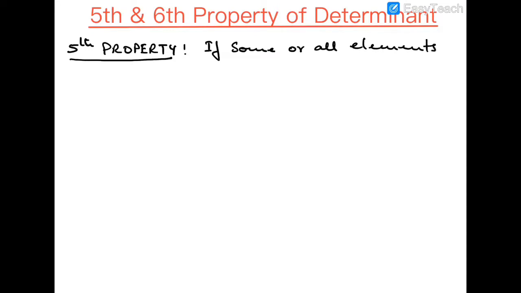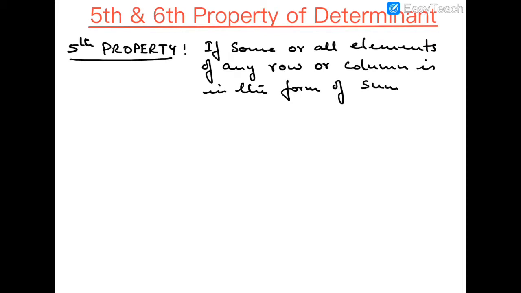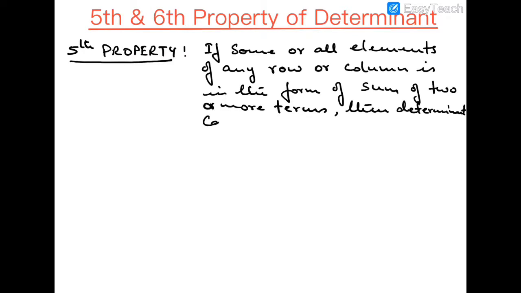Today we will be looking into our fifth and sixth property of determinant. So the fifth property is, if some or all elements of any row or column are in the form of a sum of two or more terms, then the determinant can be expressed as a sum of two or more determinants. So if any row or any column has more than one term, say suppose it has 3, then it can be expressed as a sum of 3 determinants.